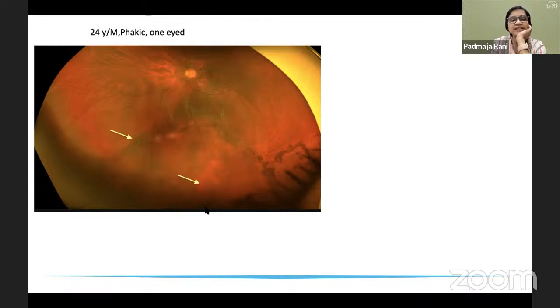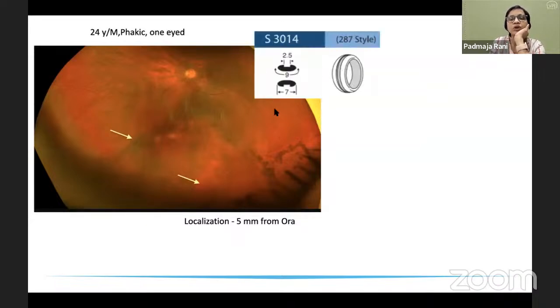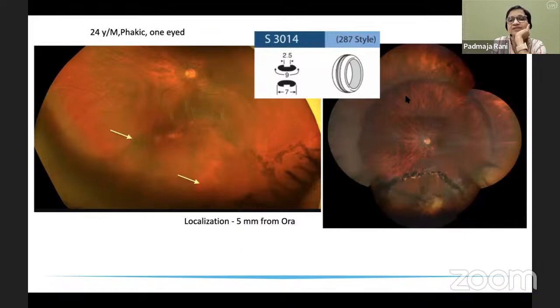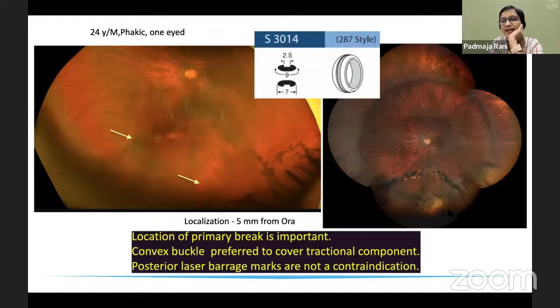The primary break, when we localize it, is only 5 mm from the ora. And as our rule, we know that we need to keep at least a 7 mm width buckle. So we took a 287, which is a convex buckle, which will give a good indentation. And this is the post surgery. You can see that the retina settled very nicely. We did a drain also inferiorly near the inferior rectus.